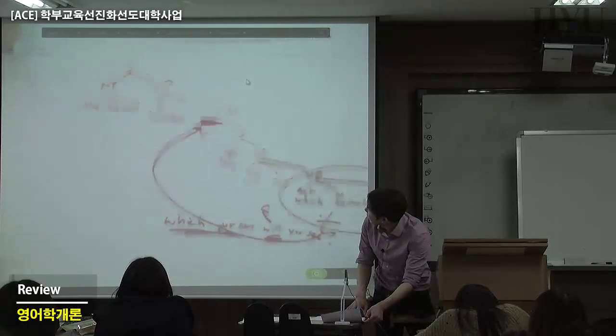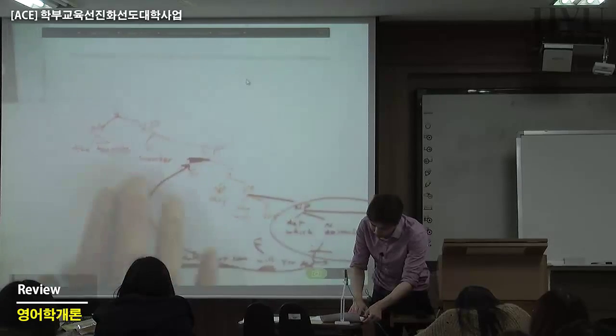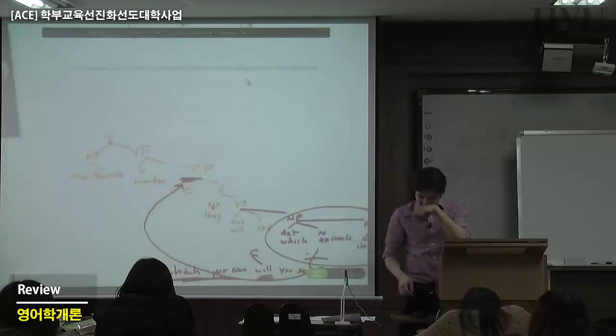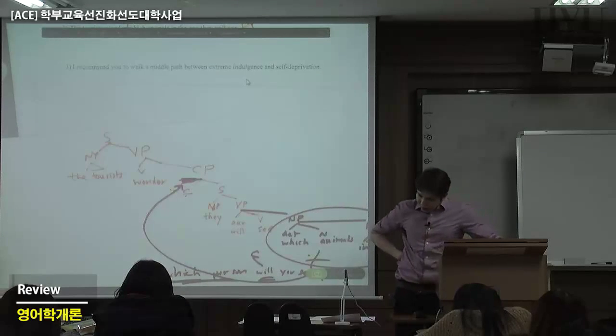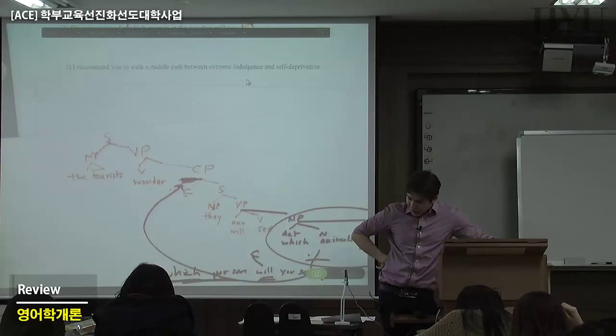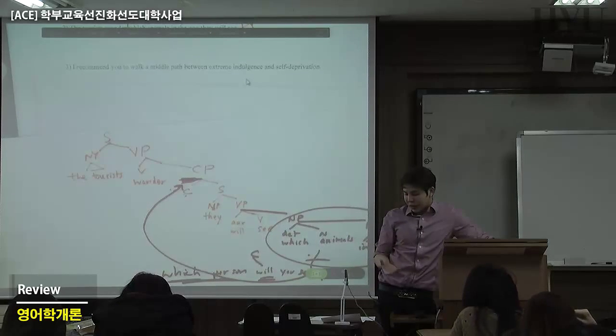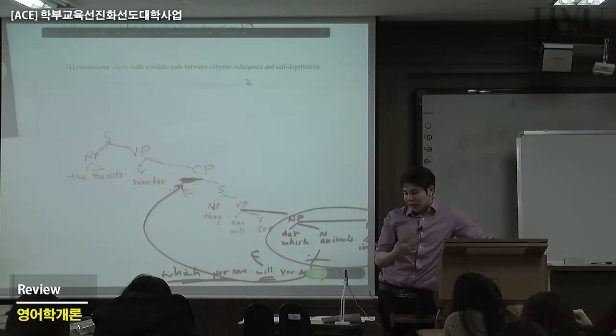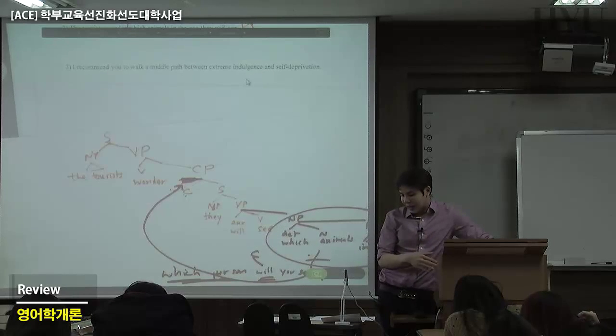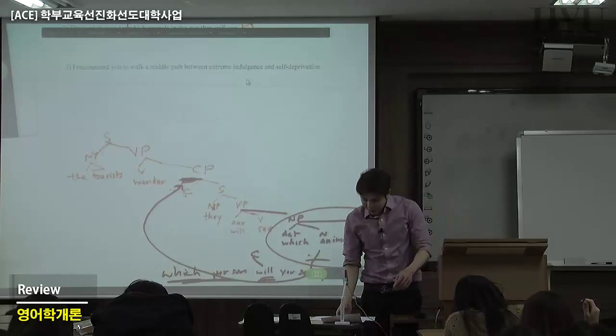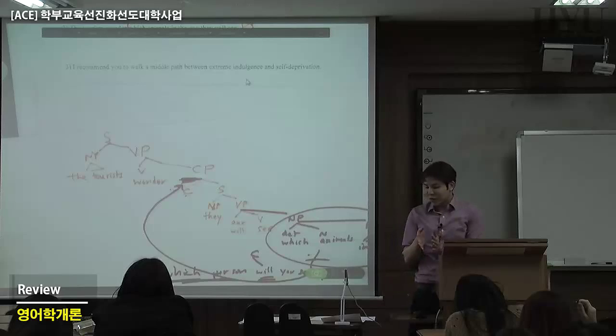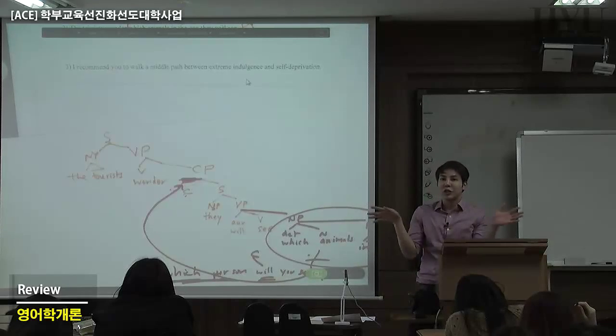Now, we can move on to number 3. I recommend you to walk a middle path between extreme indulgence and self-deprivation. Indulgent is like you don't stop doing something, you don't stop eating, you don't stop enjoying. So indulgent is having something to the extreme, to whatever you want. And self-deprivation is like to deprive is to get rid of, right? So he suggests that we should walk a middle way between the two extremes, okay?